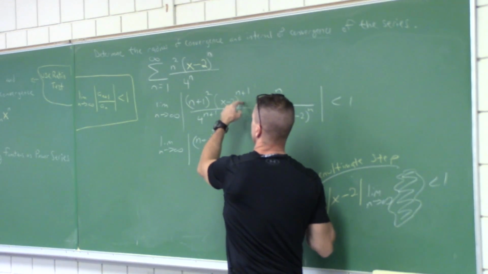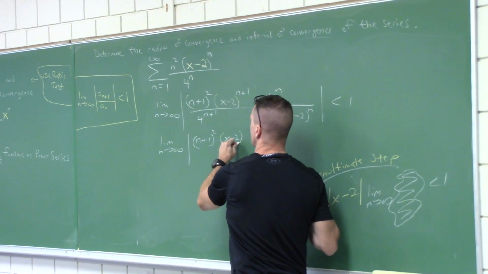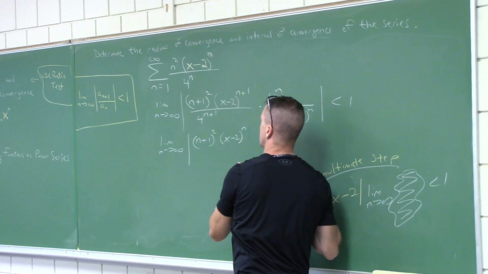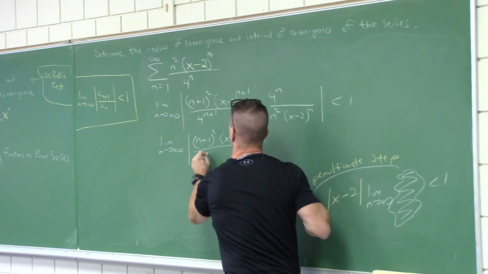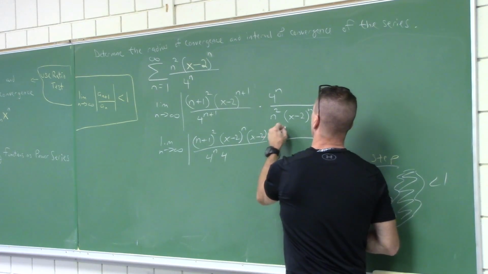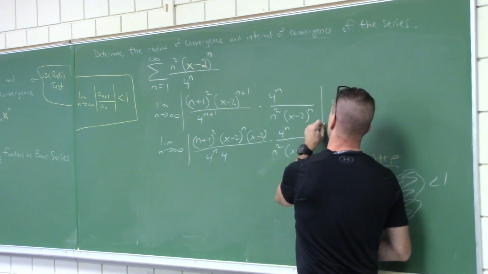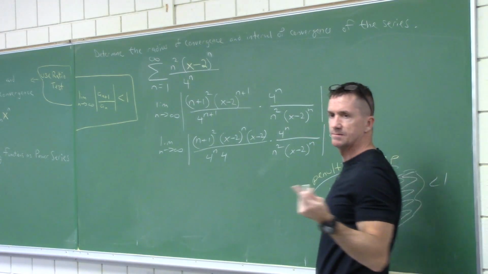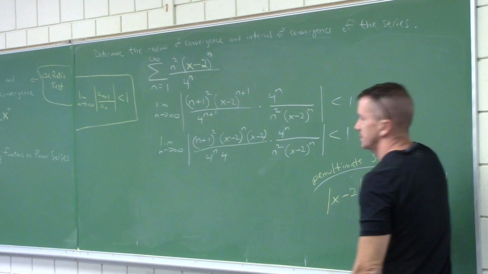No. What's that? x minus 2 to the n times x minus 2. Cool. 4 to the n times 4. For the n, that's an n squared, and that's an x minus 2 to the n. I don't want to rush you, but is that okay how we got that thing simplified?